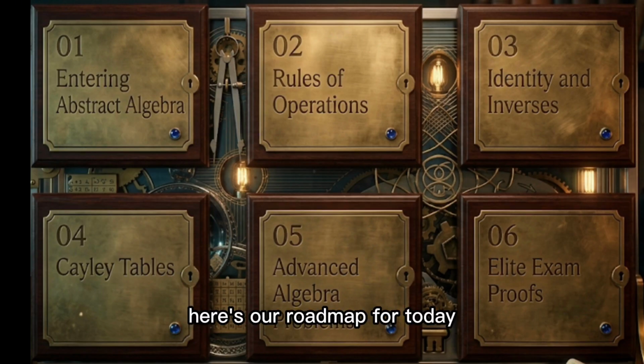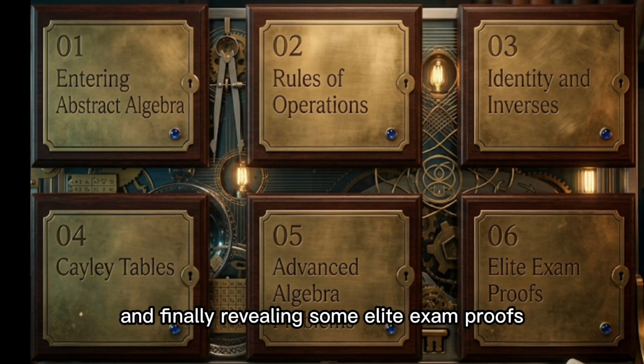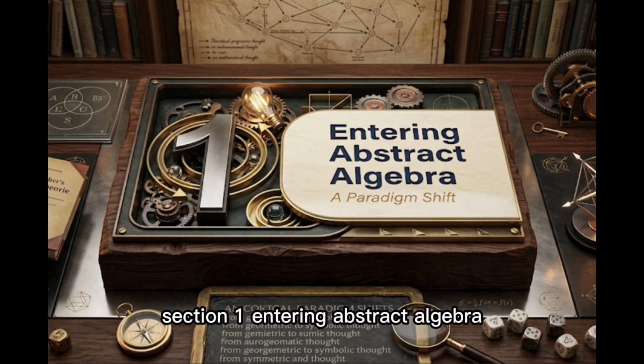Here's our roadmap for today. First, entering abstract algebra. Then, the rules of binary operations, finding identity and inverses, visualizing with Cayley tables, solving advanced algebra problems, and finally, revealing some elite exam proofs. Section 1. Entering abstract algebra.